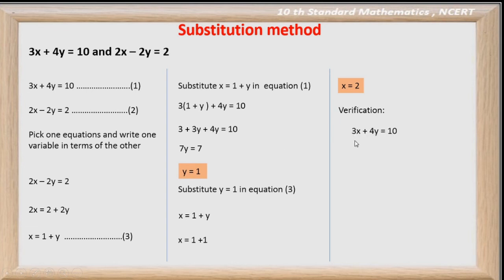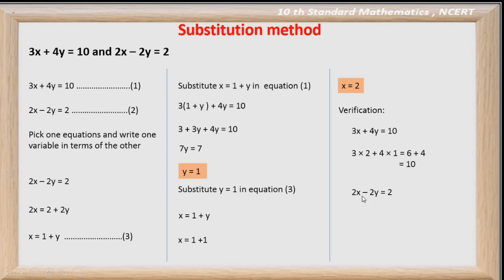Now the verification. 3x plus 4y equal to 10. See, this is the first equation. We are going to verify the first equation. In this x, we should give the value 2. And in y's place, we should give the value 1. 3 into 2 plus 4 into 1. 3 into 2 is what? 6. 6 plus 4 is 10. So the first equation is verified.